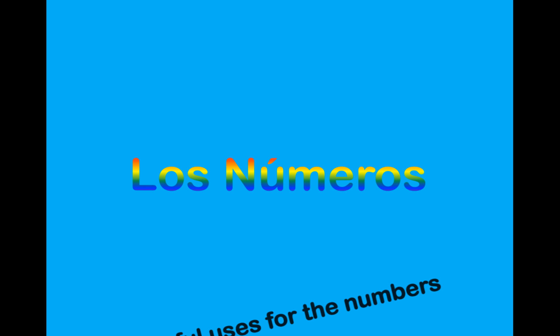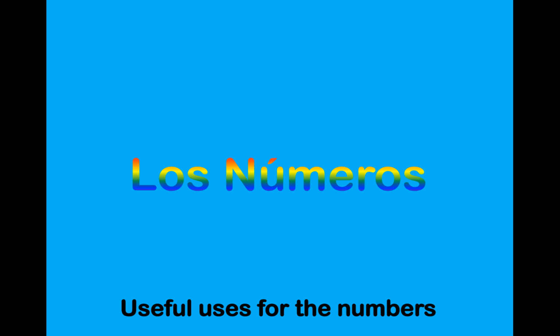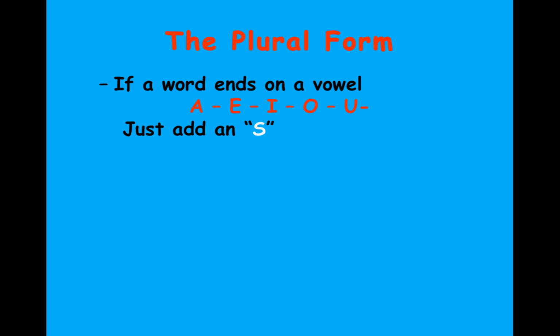Los números, ¿cómo los podemos usar? How can we use numbers? Primero que nada, first of all, we're going to speak about making the plural. ¿Cómo se hace el plural de las palabras en español? If a word ends in a vowel, a, e, i, o, u, all you have to do is add the letter S.